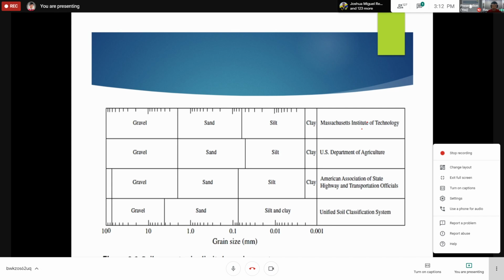Okay, so this is a visual representation of the differences in the four systems. So very minute in difference in the first three. But our USCS has a big difference, right? Because it has three groups compared to the other systems, which classify four.